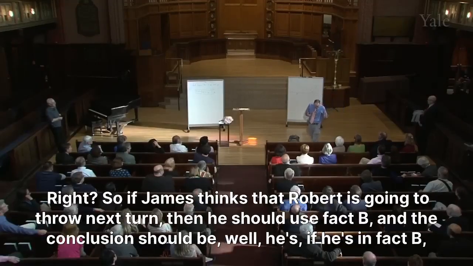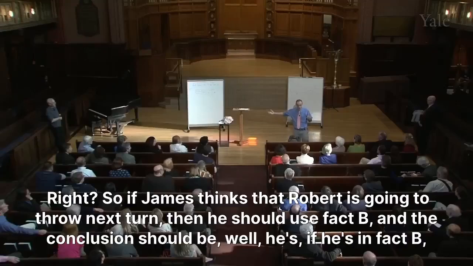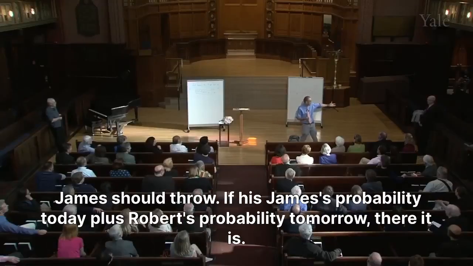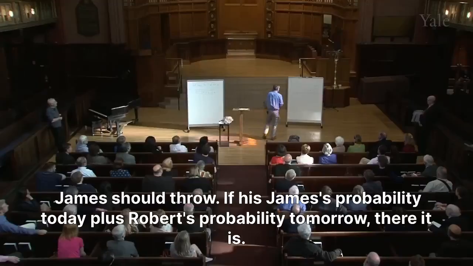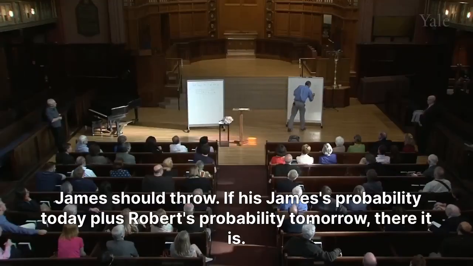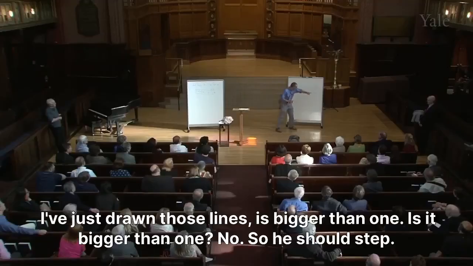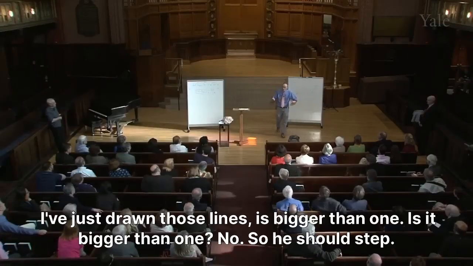Right? So if James thinks that Robert is going to throw next turn, then he should use fact B, and the conclusion should be, well, if he's using fact B, James should throw if James's probability today plus Robert's probability tomorrow, there it is, I've just drawn those lines, is bigger than 1. Is it bigger than 1? No. So he should step.